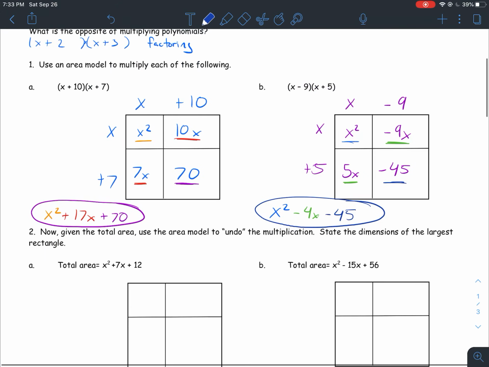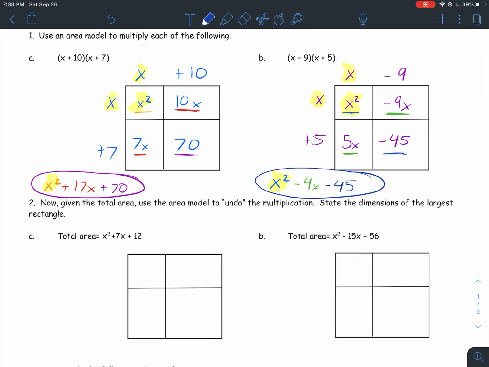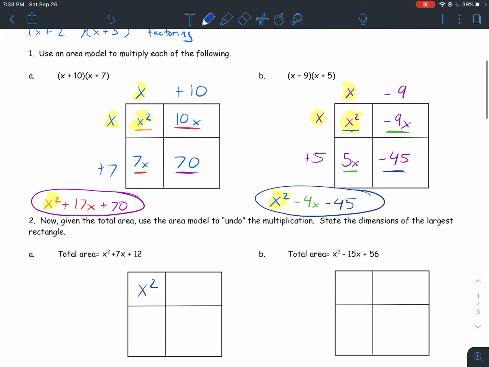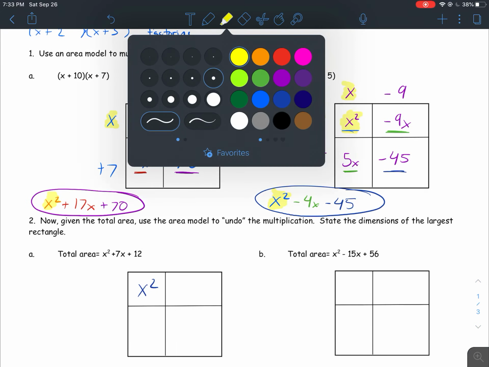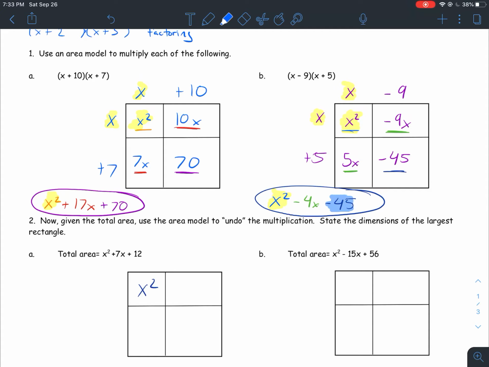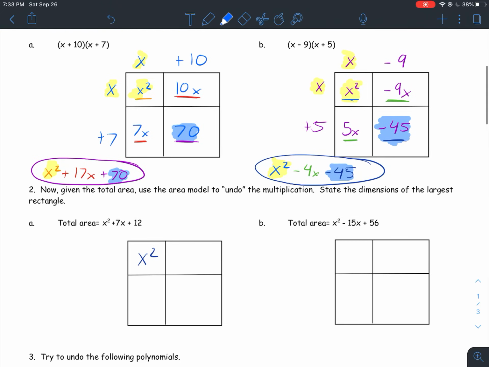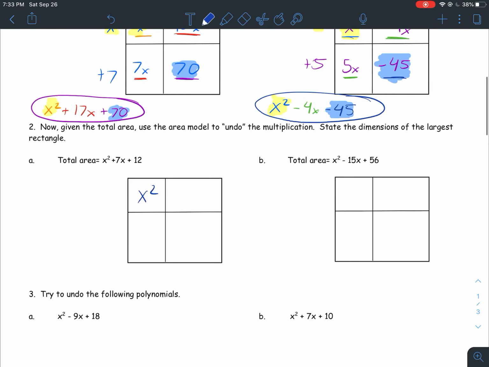So first off, let's look at these area models. Notice how the x squared always goes in this box and always comes from multiplying two x's, right? We get our x squared from there. So we can put in our x squared here. Also, notice how this constant on the outside is always found in this box, right? The 70 found in this box. So we can put our constant from this problem, which is a 12, right there.